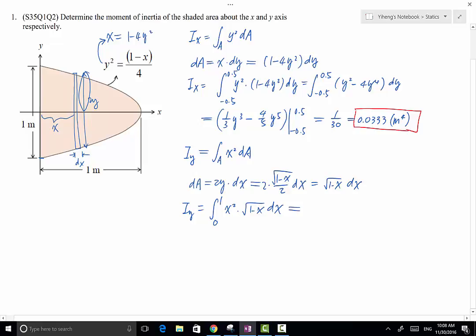So I actually used MATLAB for this part right here. So this is evaluated to be 16/105, and that's approximately 0.152 meter to the fourth power.